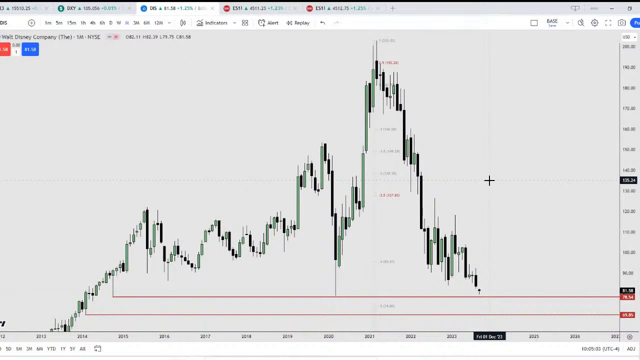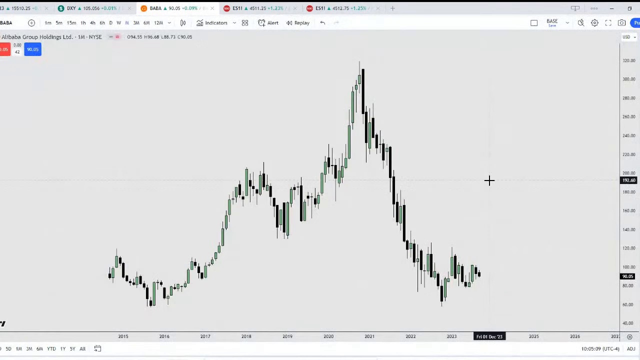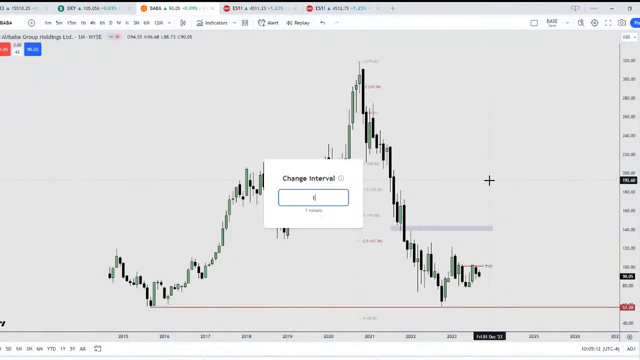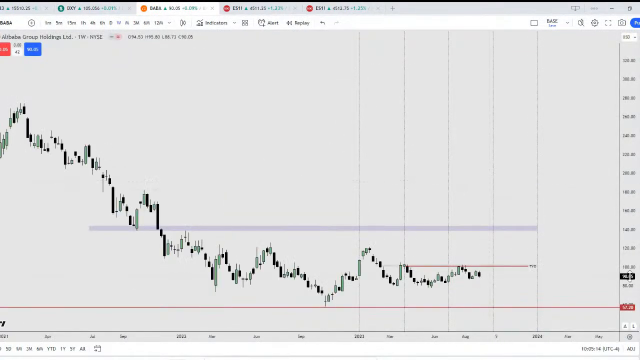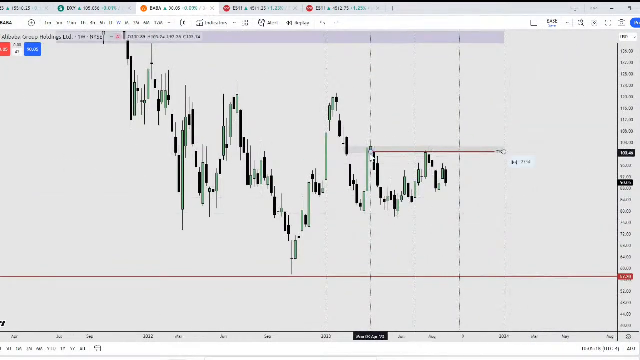All right. So now let's move over to Baba. Baba. Alright, so far nothing as of yet. Even on the weekly chart, it's still consolidating within this little dealing range, right?